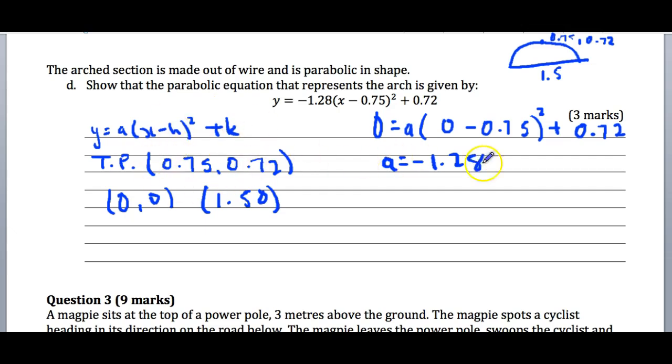Now, what you've done here is enough to show. Okay, I'm quite satisfied with this, and then just writing A. Maybe if you're going into year 12, actually working out this would be probably a bit better, actually expanding it. But at this stage, we'll just leave it like that. So y equals negative 1.28, x minus 0.75 squared plus 0.72.